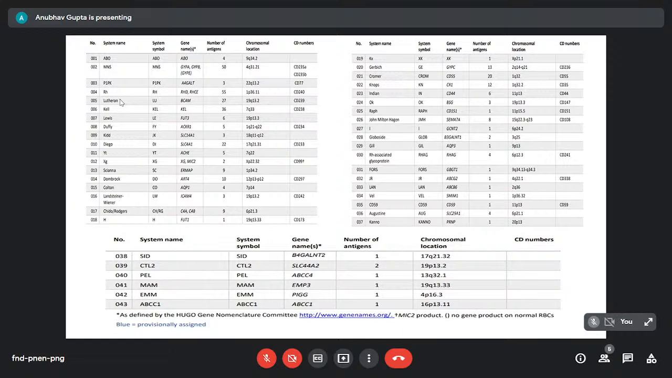And the Bombay group, which we always talk about, is represented by blood group system number 018. The system name is H, with the system symbol H. The gene code is FUT1. The number of antigens is only 1. The chromosomal location is 19q. The CD number is 173. So just appreciate that a blood group system may have 50 antigens, it may have 55 antigens, it may have only one antigen. Basically it forms a system. A system can have one antigen, two antigens, 55 antigens, or even thousands of antigens. It depends upon the identification and sequencing of the gene for that antigen.